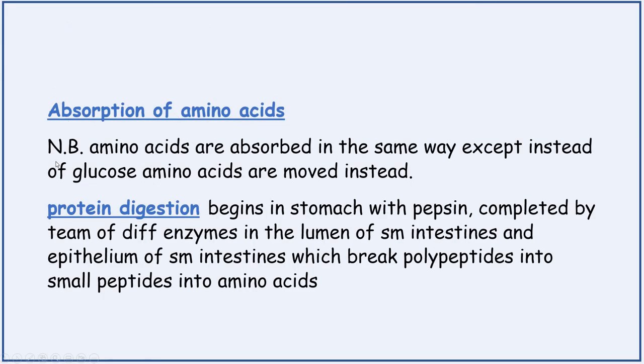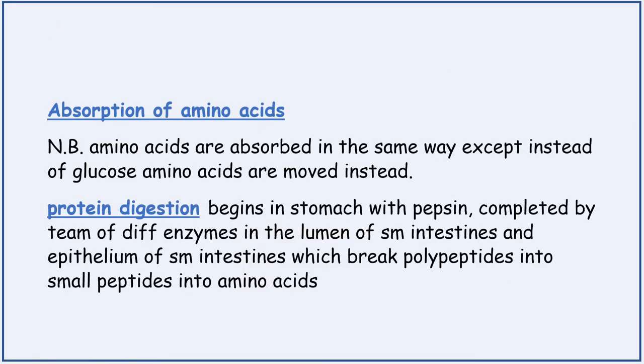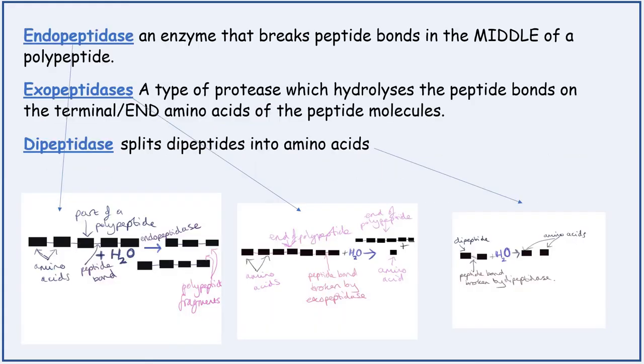Absorption of amino acids. Amino acids are absorbed in exactly the same way, but everywhere you see glucose, here or here or here, you would have amino acids. Protein digestion begins in the stomach with pepsin, and it's completed by a team of different enzymes in the lumen of the small intestine and the epithelium of the small intestine, which break polypeptides into small peptides and then into amino acids.